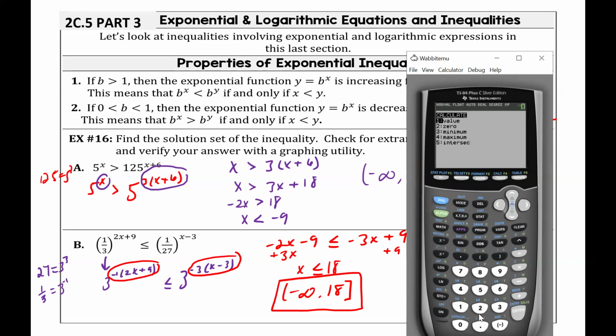So I'm going to hit second, trace, 5, enter, enter, enter. And it says x equals 18. So we already knew that. We got that part right. We're geniuses. So now I'm looking for when is my y1 less than my y2. So my y1 is blue. When is blue below red? Blue is below red to the left, which is right here, less than 18. So when my x values are getting smaller, that's when blue is below, which is why it's negative infinity to 18. And because it says equal to, that's why we include the bracket. All right. Okay.